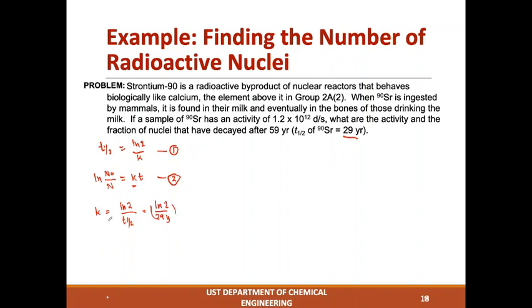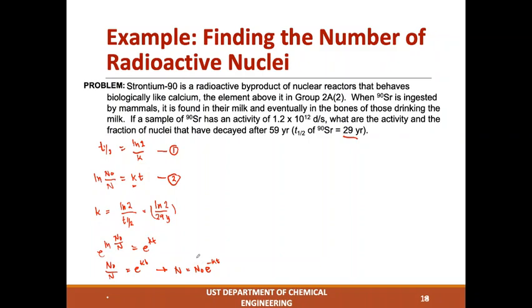Now, because we know the k value, we can then use equation 2 to solve for the activity after 59 years. We can rearrange equation number 2 to express N in terms of the other variables. We can do that by raising e to the expressions in both sides of the equation, meaning e raised to ln of N0 divided by N should be equal to e raised to kt. Doing this removes the natural logarithm on the left side, and we will be left with N0 divided by N is equal to e raised to kt. And we can express N in terms of the other variables, and we will get N is equal to N0 e raised to negative kt.